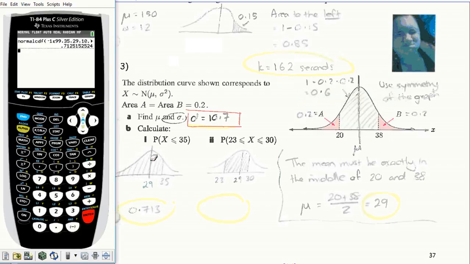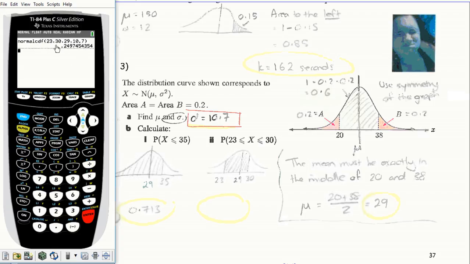They want a probability, so it's normal CDF, not inverse norm. Lower is 23. Our upper boundary is 30 according to this question. Just make sure to put in the right numbers. Mean and standard deviation are the same as before because it's the same question. So write the unrounded 0. Blah blah, and then what would that be to 3 sig figs?